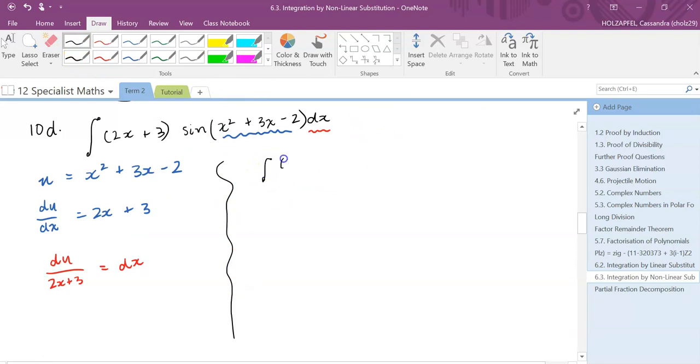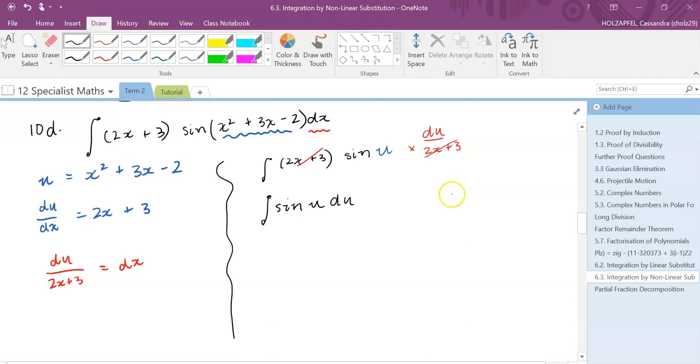So the integral of 2x plus 3 multiplied by sine of u. So remember our u, we were doing that in our lovely blue color. And then we're going to substitute this in red, so times du over 2x plus 3. And again, these terms are going to divide to be equal to 1, and we've now got a really simple integral to deal with. So this is going to be the integral of sine u with respect to u.